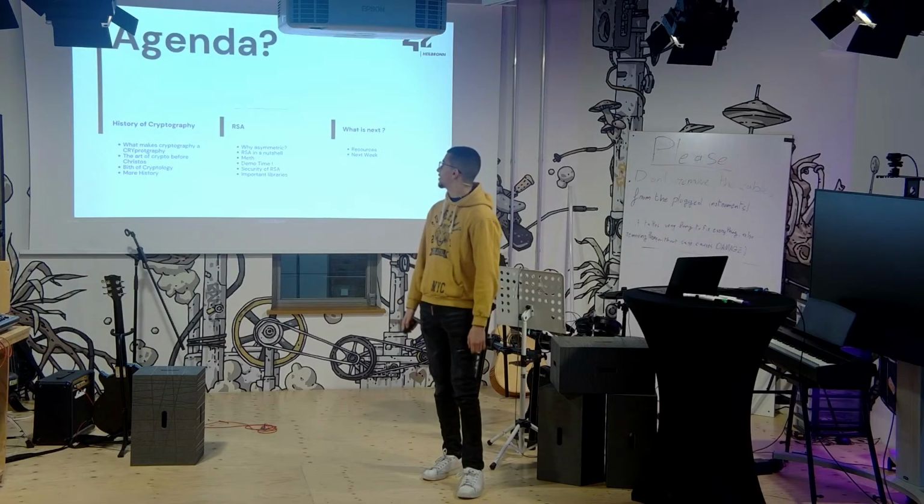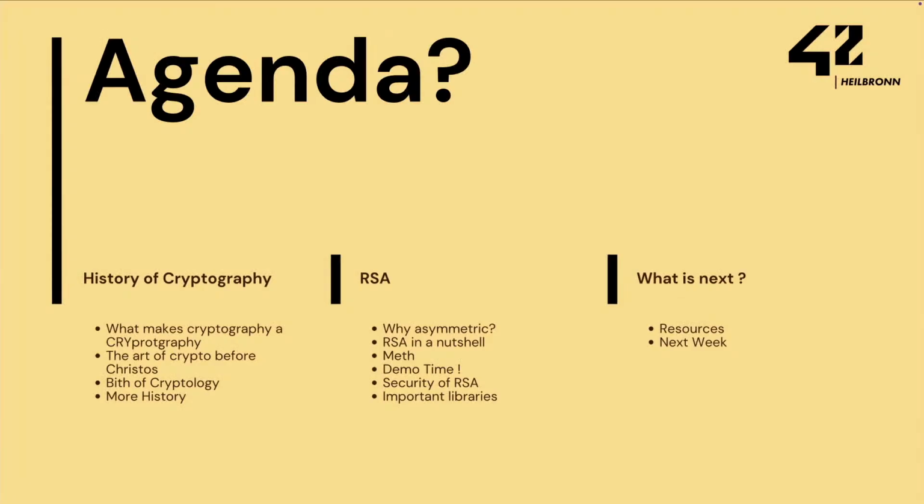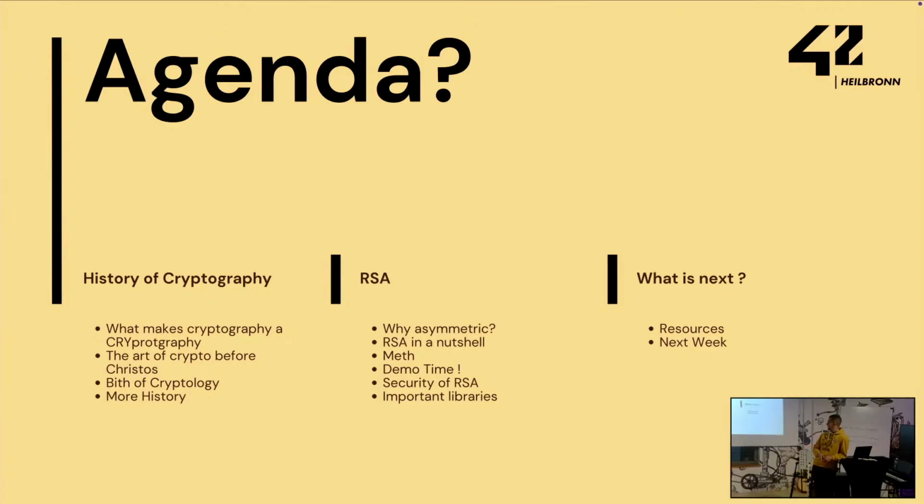What do we have today? First, a little bit of history about cryptography: what makes it actually cryptography, and how it was before Christ. We're also going to talk about the birth of cryptology and the scientists who started the cryptology that we know today. And last but not least, a bit more history, from the 1800s till now, and the changes that cryptology went through to reach what we see today.